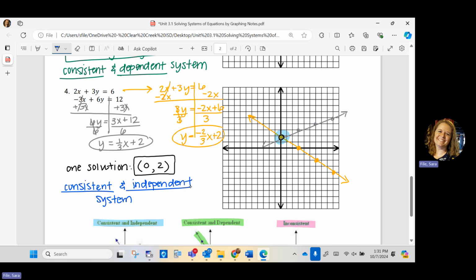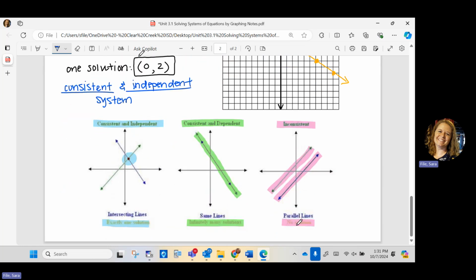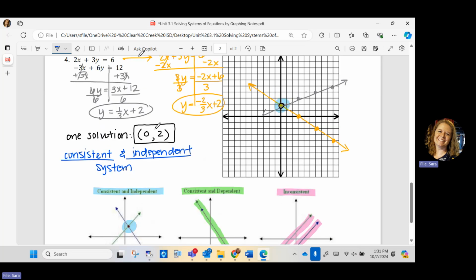Okay, so again, your job is to determine if it is consistent and independent, consistent and dependent, or inconsistent. Is there one solution, infinitely many solutions, or no solution? Which of these 3 cases is it? If it is the one solution, you do have to find what that one solution is. Okay? So really, the ones that are consistent and independent, those are the only ones you have to graph.